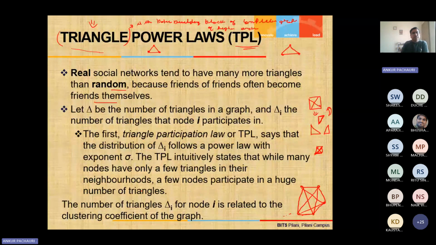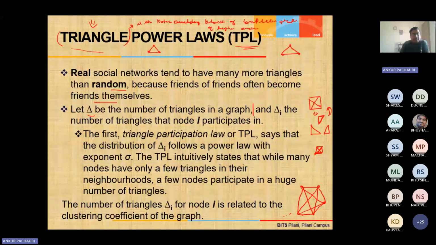So what did the other researcher do? He just counted the triangles in a graph and plotted them in a different way. Let delta be the number of triangles in a graph. How many triangles are there in a graph, meaning cycles of length 3? You have this library function. I think in the webinar itself, Professor Vipin has explained this to you. So this is one.